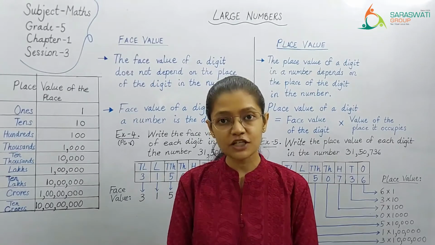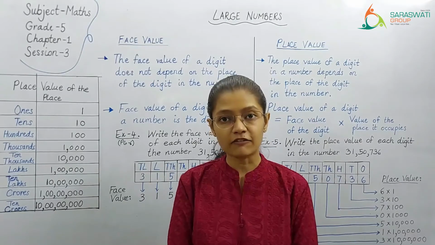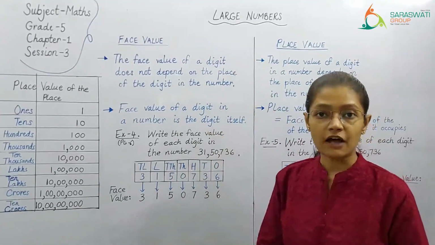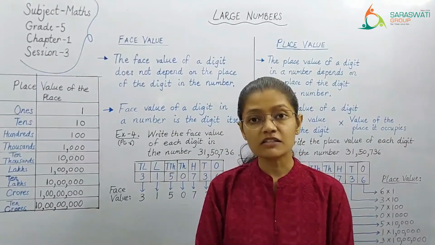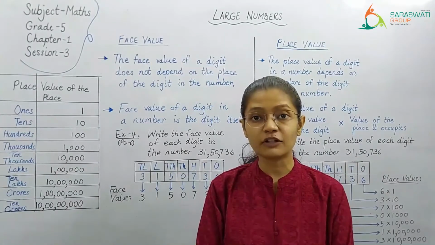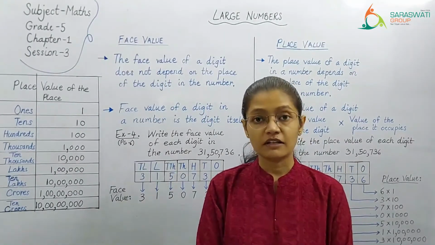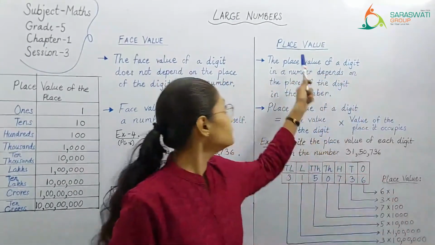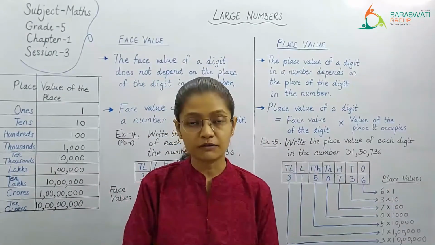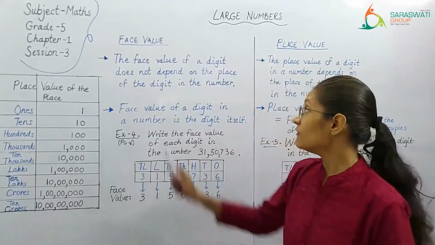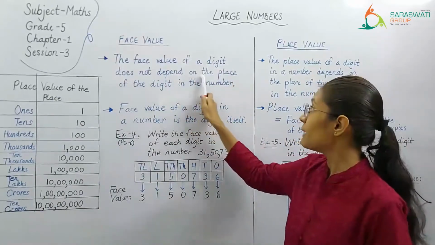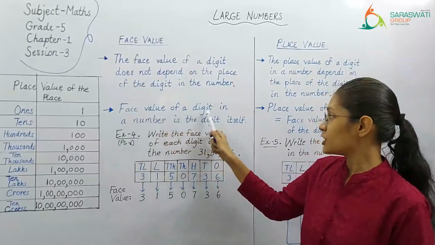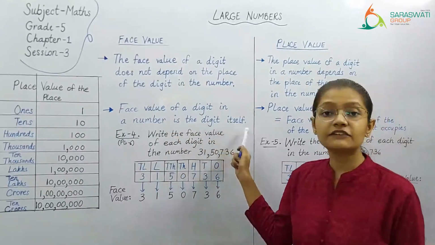Today I am conducting this session for subject Math, grade 5, and this is our third session for the chapter Large Numbers. In the previous session we learned how to read and write large numbers based upon the Indian place value system. Today let us recall the concept of face value and place value of a digit in a number. So students, the face value of a digit does not depend on the place of the digit in the number. The face value of a digit in a number is the digit itself.